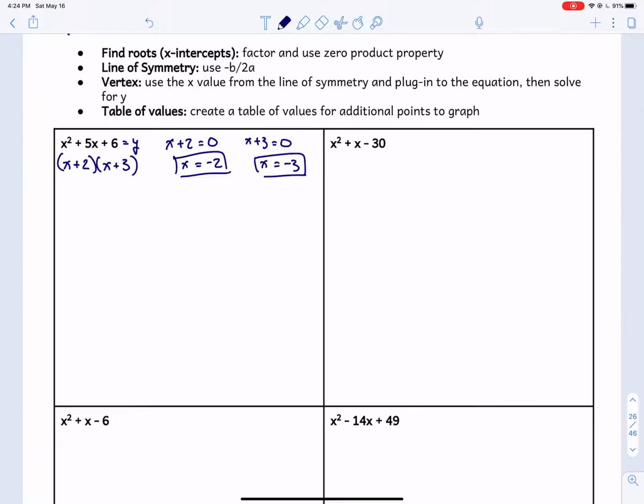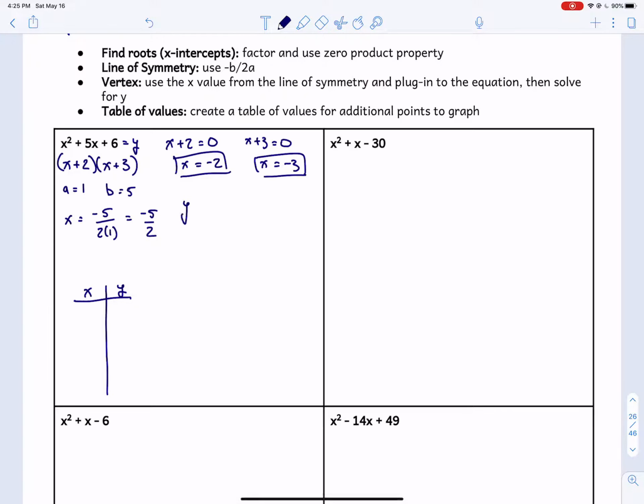And then the line of symmetry. We have a equals 1, b equals 5. So x equals -b over 2a, which is -5 over 2 times 1, which is -5 over 2, which is -2.5. And then we need a point, because we're going to put this in a table eventually. So we need to substitute that into the original equation so we get the y value for that point.